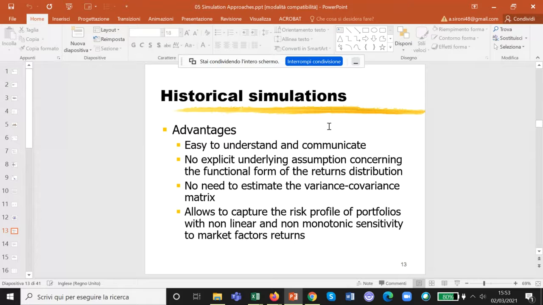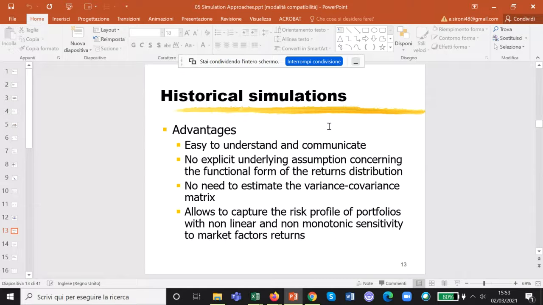Now, if I take the parametric approach and I try to explain it, and I say, well, assuming a normal distribution assumption and linear sensitivity, by multiplying the historical standard deviation by 2.3, because of the normal distribution, by the value of my position, what I get is... and I lost everyone, okay? So historical simulations are much easier to understand and communicate, okay?